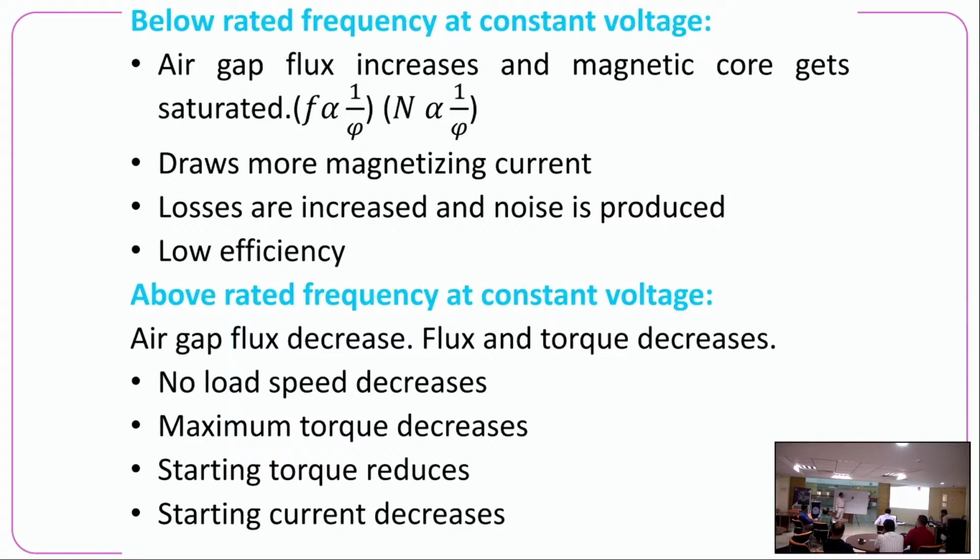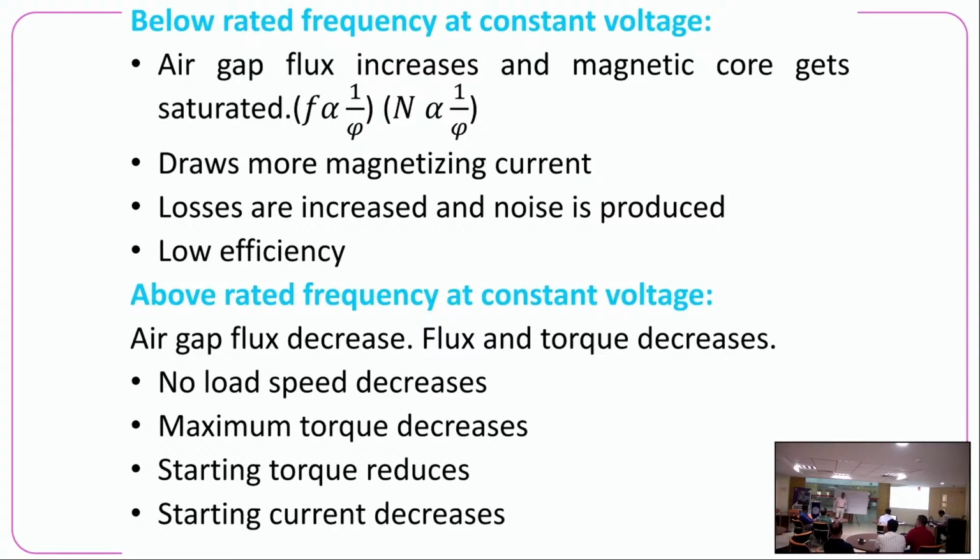For avoiding the saturation, flux should be maintained at the rated value, because that is the best condition. In this equation, voltage is constant, number of turns per phase is constant, winding factor is constant. So only variables are f and phi. So if voltage is constant, the f and phi product is constant.